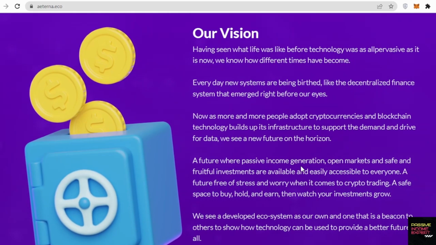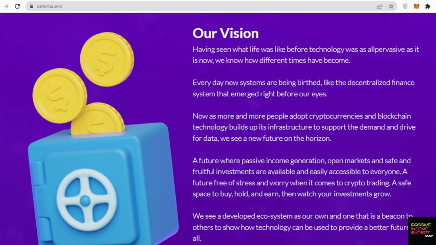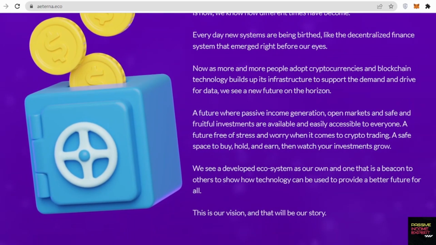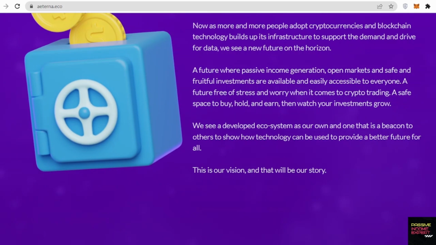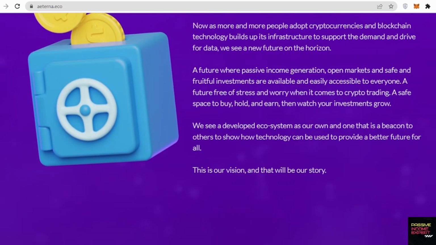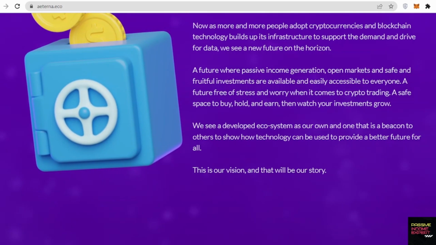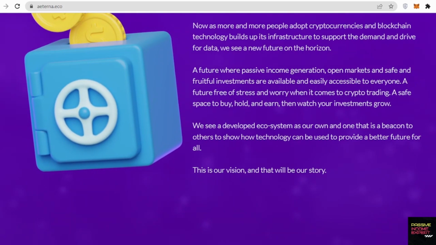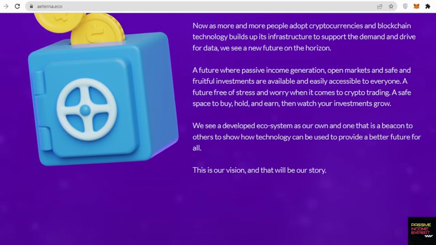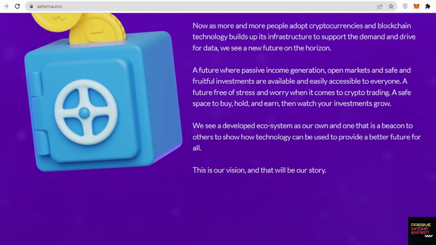A future free of stress and worry when it comes to crypto trading. A safe space to buy, hold, and earn, then watch your investments grow. We see a developed ecosystem as our own, and that is a beacon to others, that shows how technology can be used to provide a better future for all of us. This is our vision, and that will be our story.